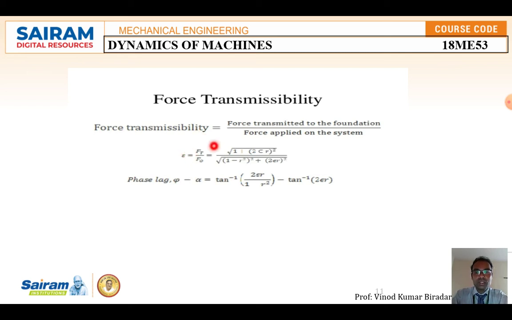We know that Ft is equal to what? Square root of 1 plus (2 ζ R omega) whole square, where R is equal to omega by omega n, divided by square root of (1 minus R square) whole square plus (2 ζ R), where ζ is the damping factor. The phase angle is phi minus alpha, equal to tan inverse of 2 ζ R cubed divided by 1 minus R square, minus tan inverse of 2 zeta R.